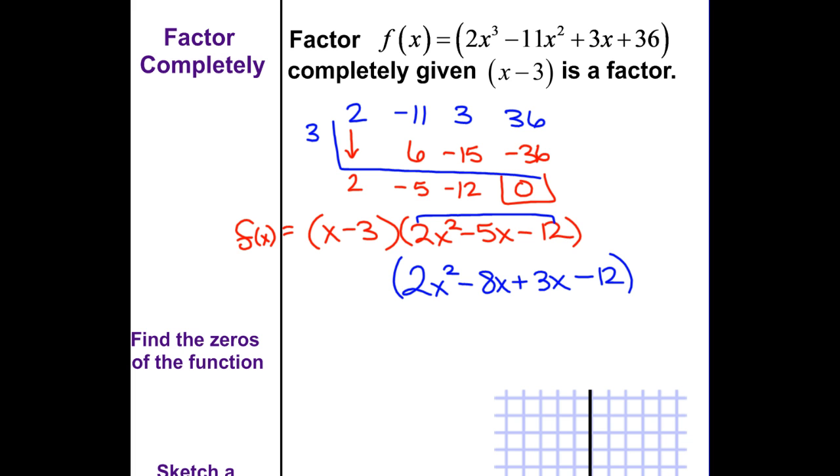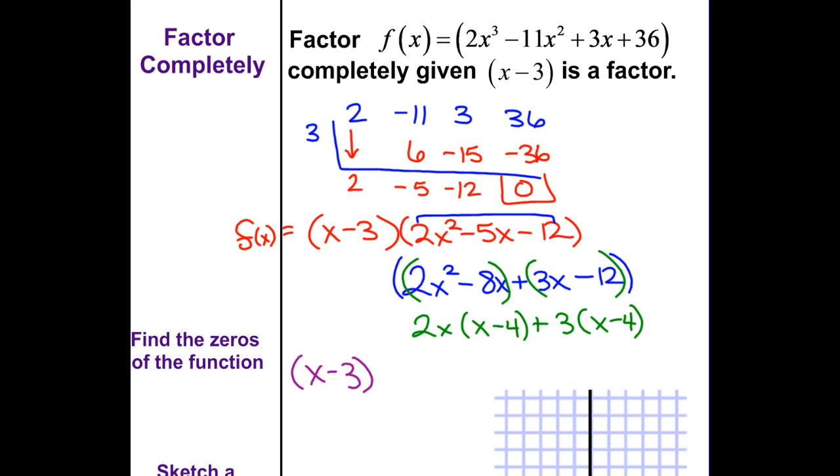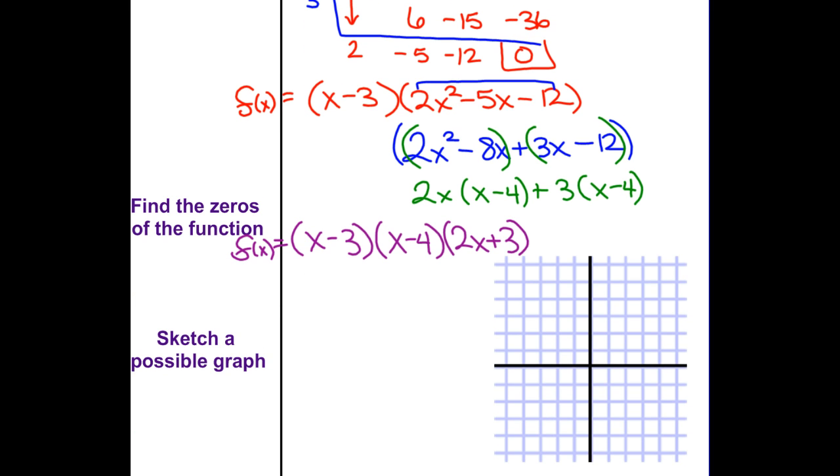And I'm going to factor this part in here in the blue. So we do our factor by grouping. We get 2x times x minus 4 plus 3 times x minus 4. So really, now I'm going to bring down my x minus 3 as one of my pieces times x minus 4 times 2x plus 3. That is our factored version of f of x. That is our fully factored version. So now if we need to find the zeros of the function, what are my zeros of the function?